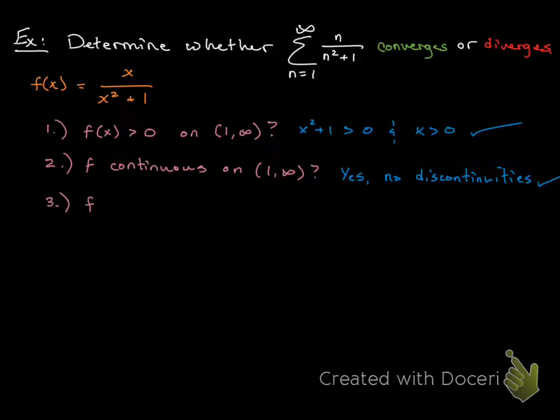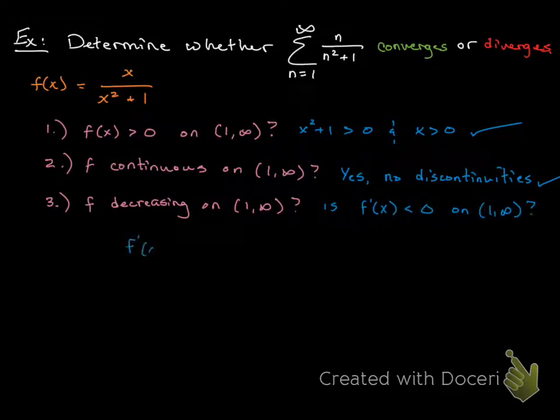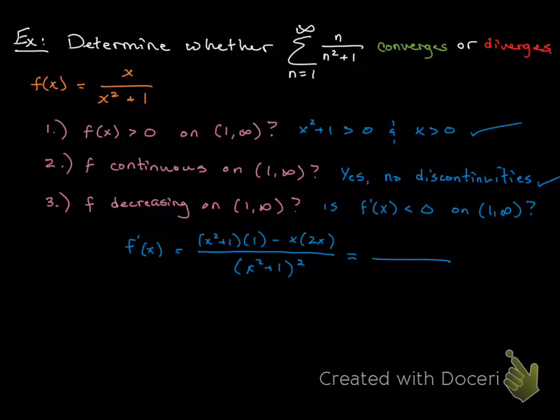Good. The third is I have to determine that f is decreasing on the interval from 1 to infinity. And that's where the derivative comes in. I take the derivative and check that f prime is less than 0. That's what it means to decrease. So the derivative here, I have a quotient with respect to x, so I'm going to use quotient rule, right? Low d high, less high d low, draw a line, square below. This simplifies to 1 minus x squared over x squared plus 1 squared.